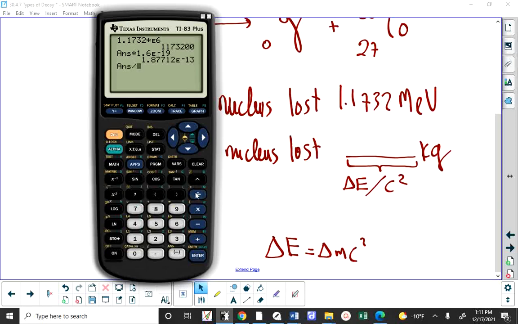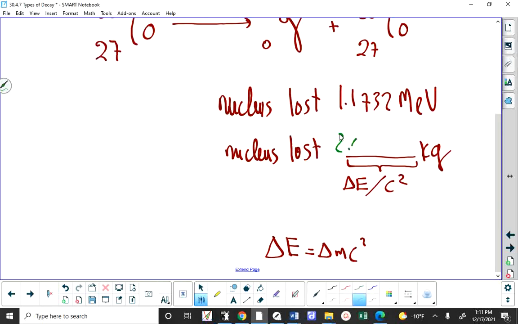If I divide by the speed of light squared, 3 times 10 to the 8 squared, the mass of the nucleus decreased by, I mean, it's a pretty tiny number, but it's measurable: 2.09 times 10 to the negative 30 kilograms. We could also say that the nucleons rearrange themselves. That would be another change that happened.